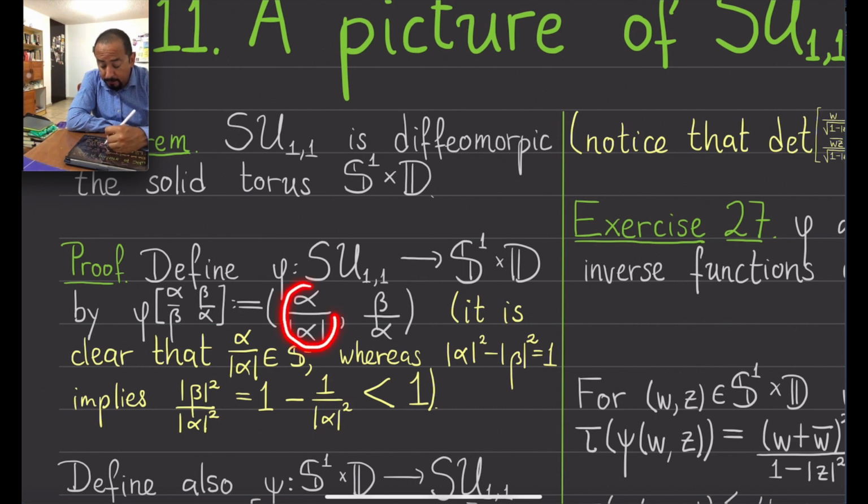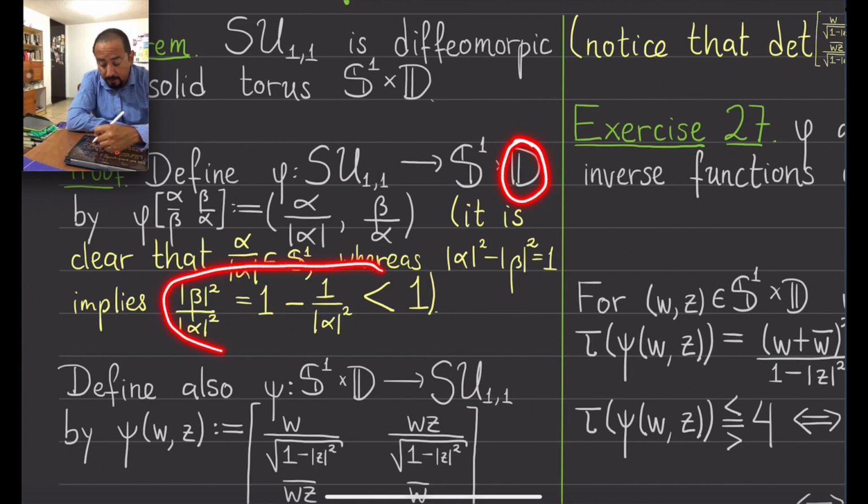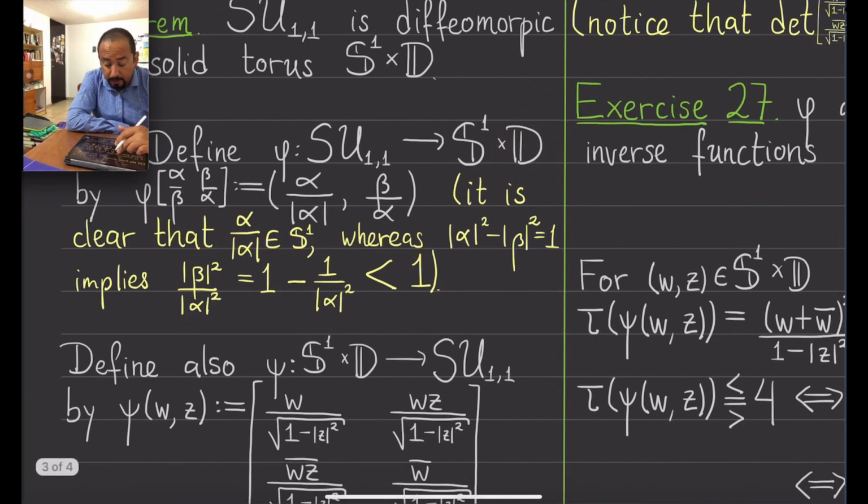So alpha divided by its norm. Remember that since the square of the norm of alpha minus the square of the norm of beta is equal to 1, alpha cannot be 0. We saw that last time. So this is always allowed, and this quotient is always allowed, right? So here is the basic computation that also tells you that beta divided by alpha is indeed in the disk, in the open disk.